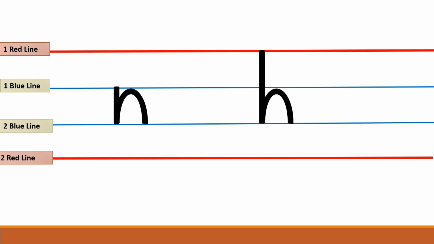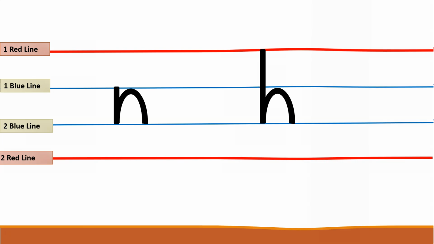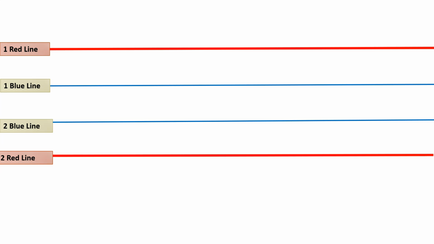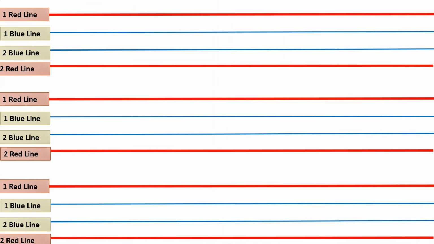Now we'll see how to use this 4-line book. If your kid is a new learner or new writer, don't use the regular four-line book. Use one with a wide distance between two lines. These lines will help your kid to improve his or her eye and hand coordination. Once their eye and hand coordination improves, you can use our regular four-line books.